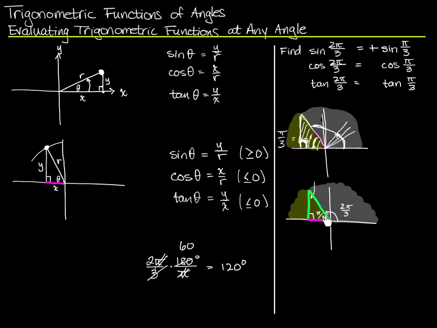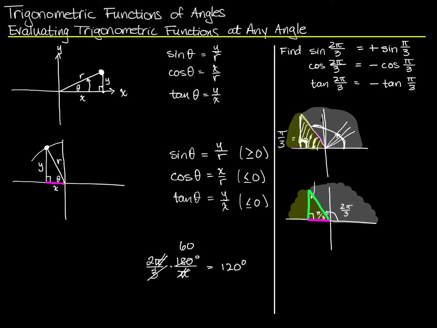The cosine will be adjacent, which is negative, over hypotenuse, which is positive. Negative divided by positive is negative. The tangent will be opposite, which is green, positive, over adjacent, which is red, negative. Positive divided by negative is a negative.